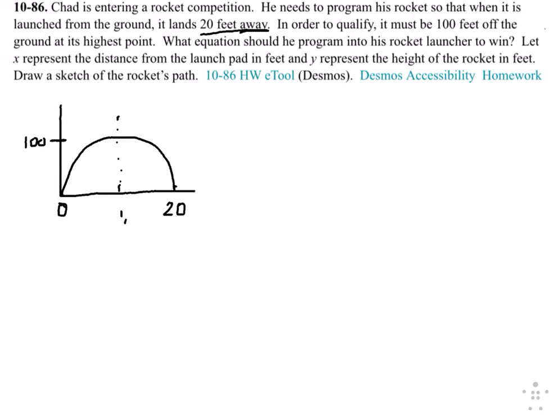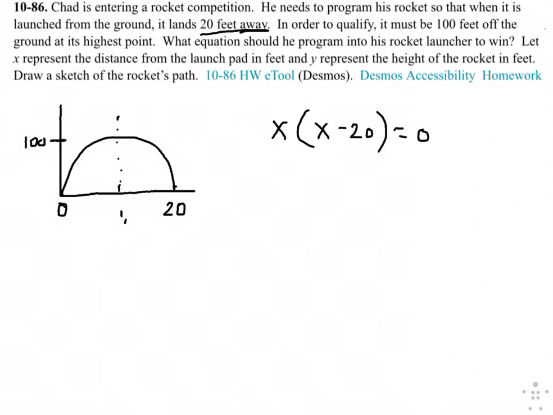So I think it's easiest. We know the roots are 0 and 20. So in factored form, we know the roots are always x minus one root times x minus the other root equals 0, and that'll give us the roots. So let's look at what we have. We have x times x minus 20 equals 0.